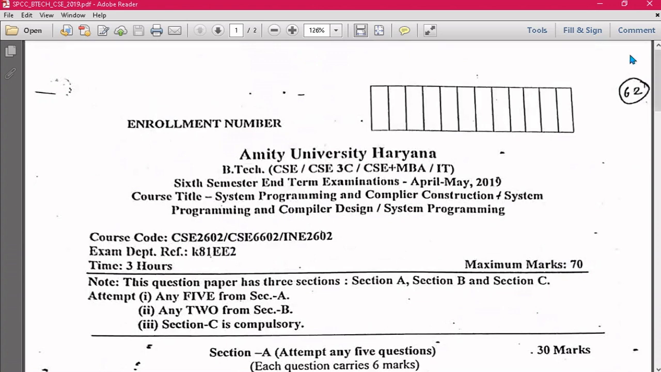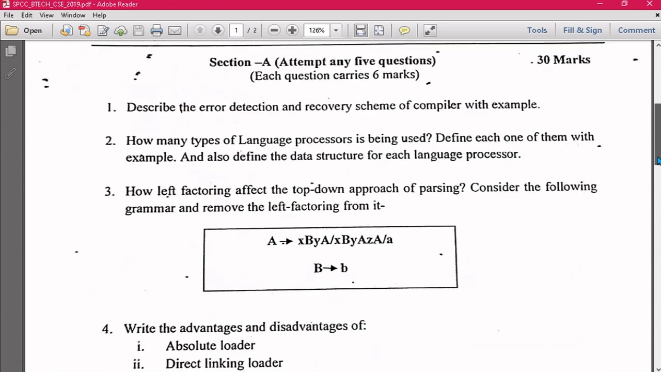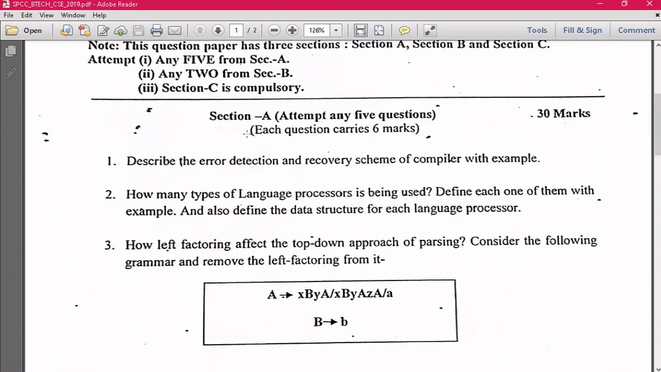See, every time the pattern is changing, so you never know whether the paper will be theoretical or numerical. So please focus equally on both the theory and the numerical portion. Now let's assess this paper, discussing Section A.